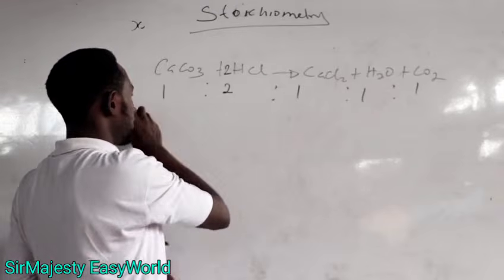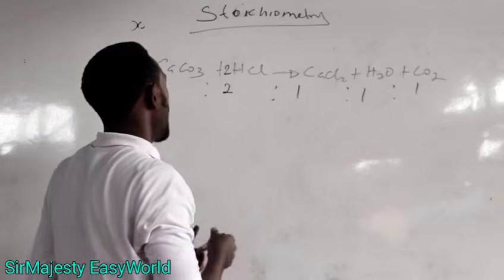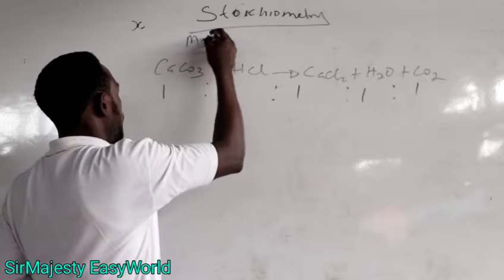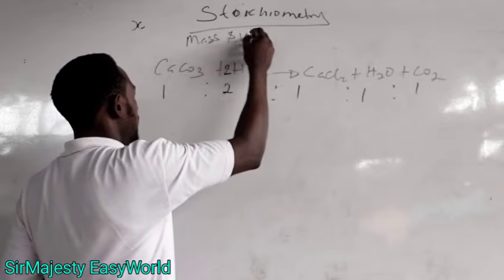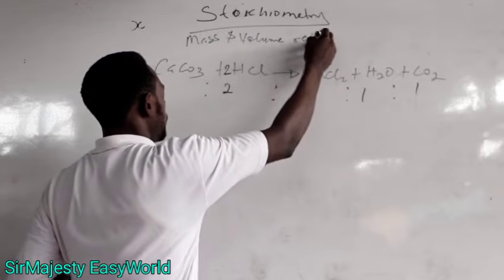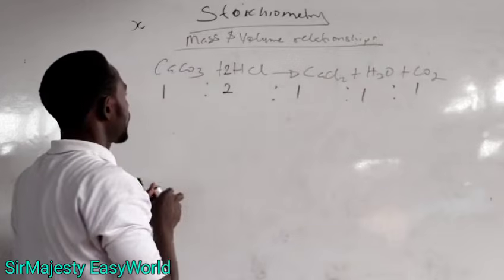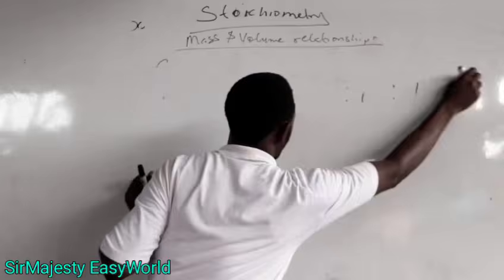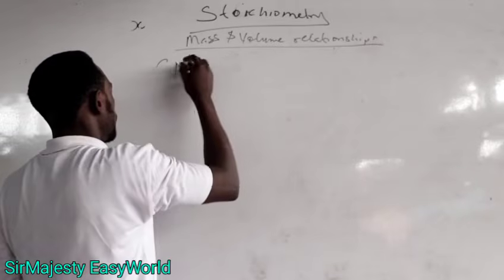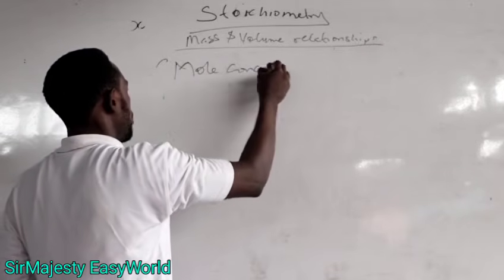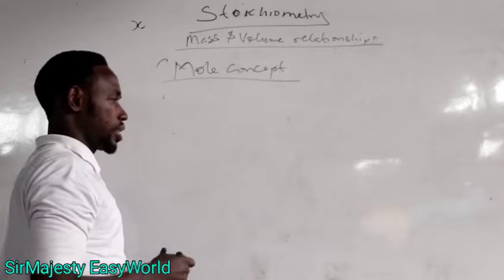Now, we cannot do without the mole in stoichiometry, since it works by mole ratio. Just for your information, this will help us understand mass and volume relationships in a chemical equation. And the determinant is the mole. So we will briefly discuss what a mole is. A short mole concept first.